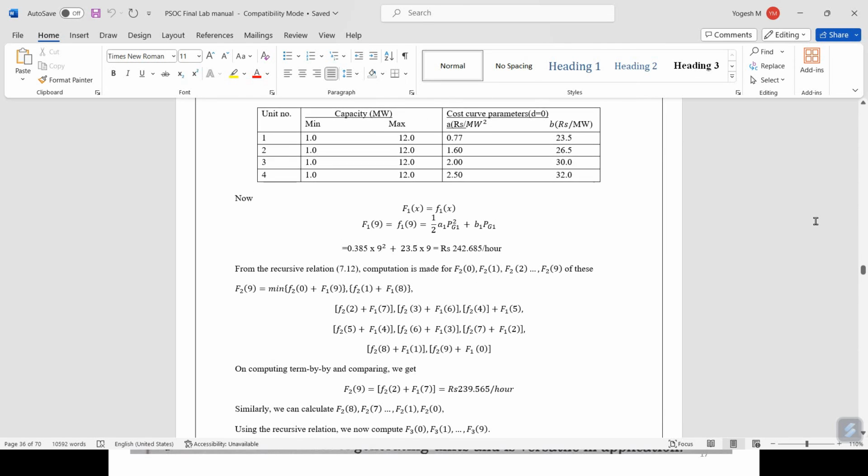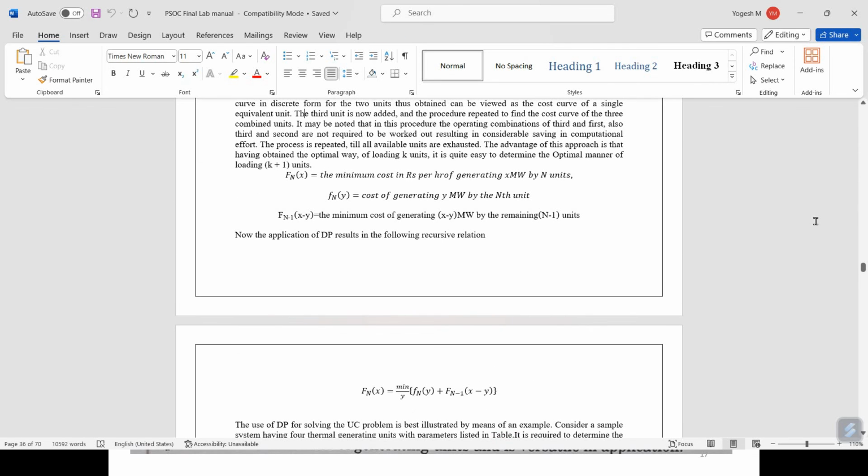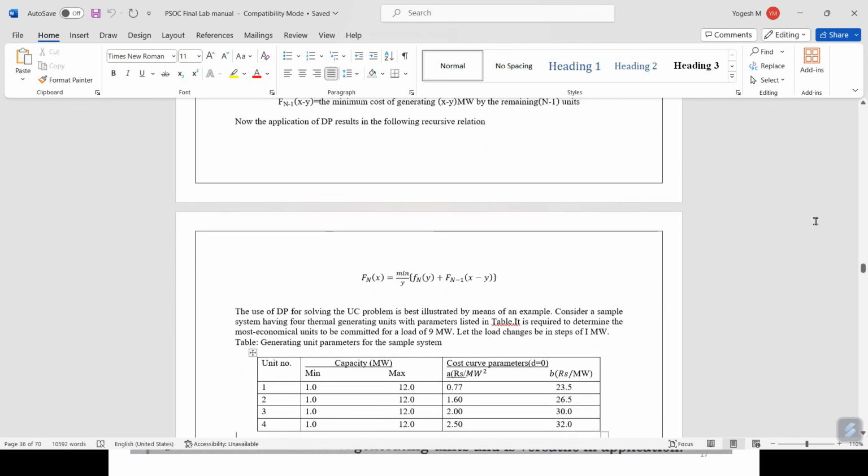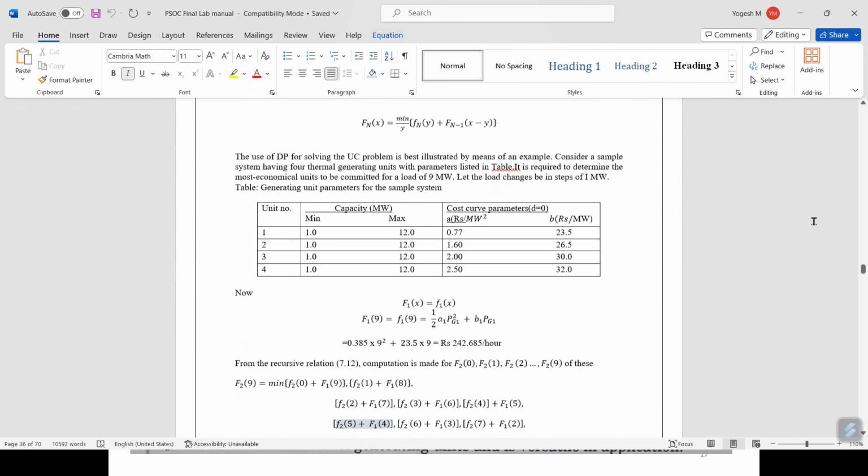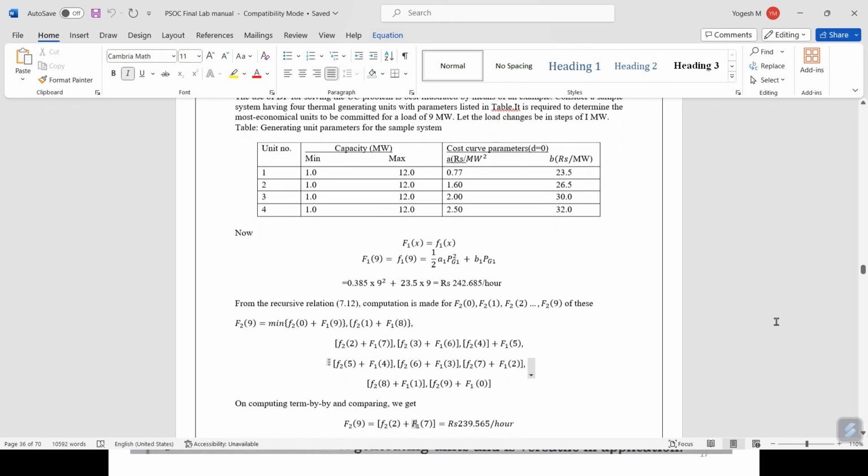That numerical we have also discussed initially. This is the table. In this numerical, there are four generators, unit number 1, 2, 3, 4. If you remember, we have already discussed this in this video. Then the minimum and maximum constants for each unit are 1 megawatt and 12 megawatt, and the A and B parameters are given here. We have to calculate the load sharing for 9 megawatt of load.